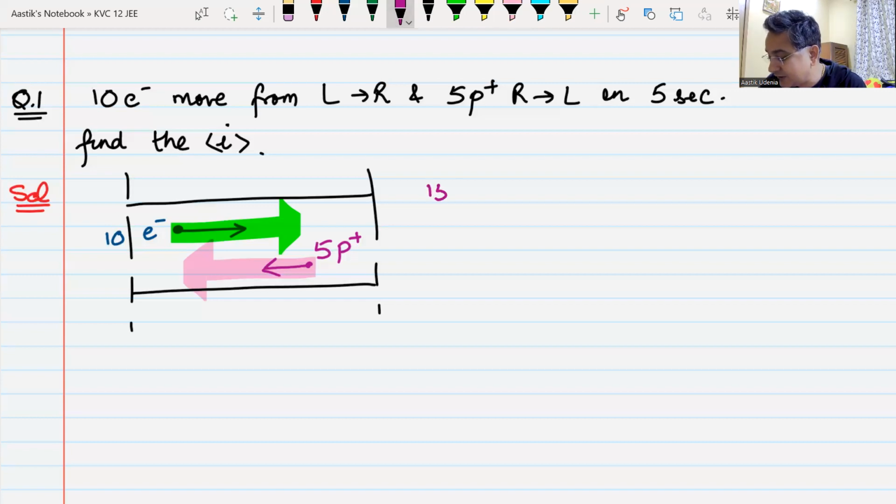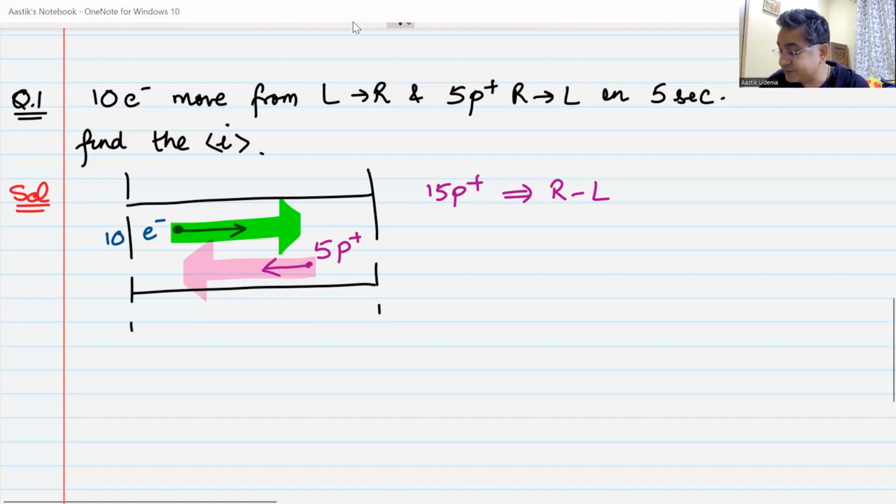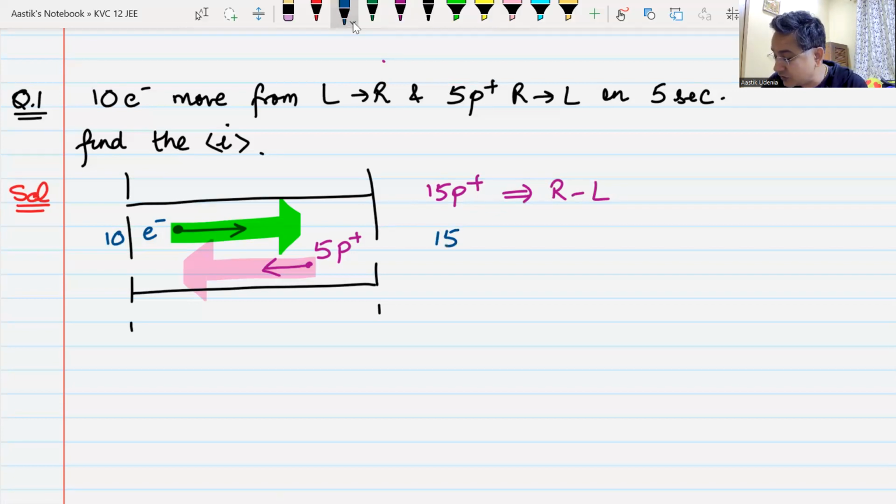So you can write it in this way. 15 protons are moving from right to left, because the charge on a proton is the same as the charge on an electron. So you can say it either way. 15 protons are flowing from right to left, or 15 electrons are moving from left to right. Do we understand this? No confusions? Thank God. Now I can find out the average current flowing in this circuit. Can anyone tell me what is the average current?